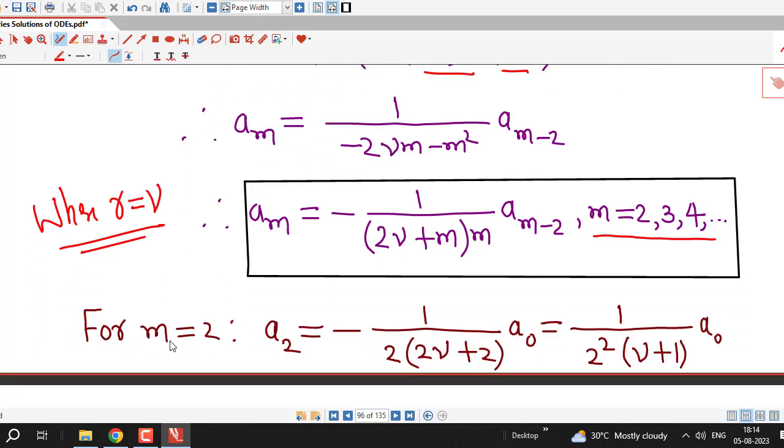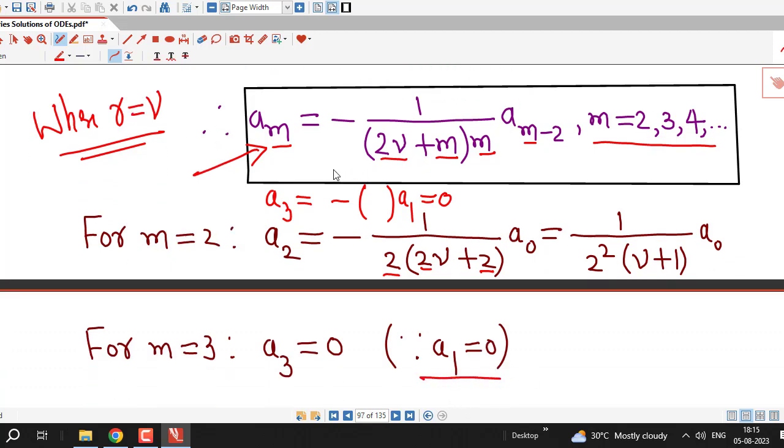And now we have written the sum of the terms for m equal to 2, 3, 4 etc. If we take m equal to 2 here, we have a2 equal to minus 1 over 2 into 2 nu plus 2, a0, and this 2 I can take common, and I will have 1 over 2 square into nu plus 1, a0. Then if I take m equal to 3, then here I will have a3 equal to minus into something, and for m equal to 3 I will have a1, but a1 is 0, therefore a3 is also 0.